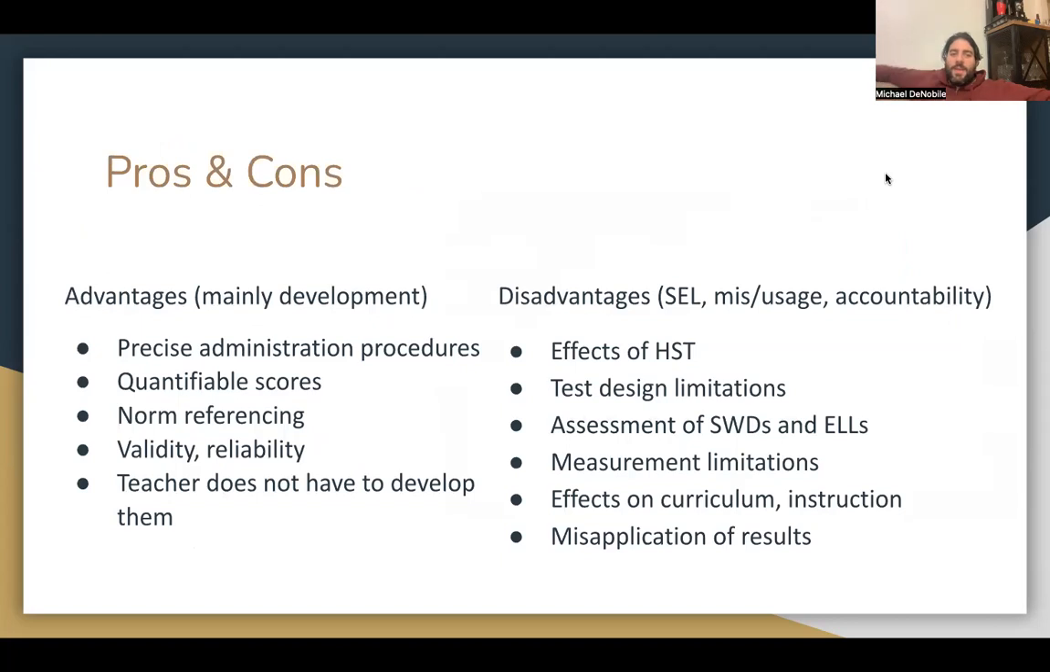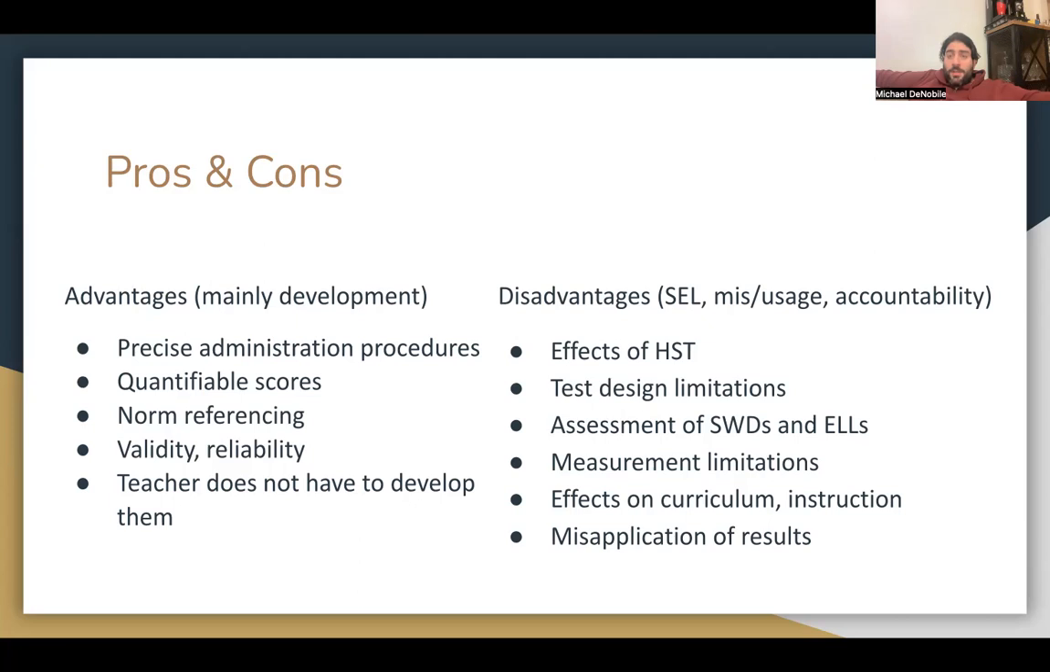The pros and cons. The advantages are mainly the development of standardized exams. They come with precise administration procedures. It's a quantifiable score. There's a difference between saying Johnny is on grade level, okay, what does that mean? Well, Johnny's in 3rd grade and he's reading at a 3.2 reading level, which would be 3 years, 2 months. Okay, well, it's a quantifiable score. I can explain to you quantifiably with numbers what I mean by grade level.